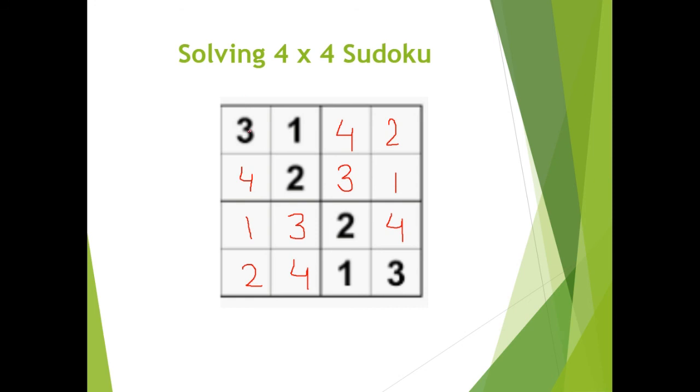Now you can see that in each row we are having the numbers 1, 2, 3, 4, and in each column similarly we are having the numbers 1, 2, 3, 4. Similarly in each box we are having the numbers 1, 2, 3, 4. So you can see here in this example the 4 by 4 Sudoku is solved and no number is repeated in any column, row or box.